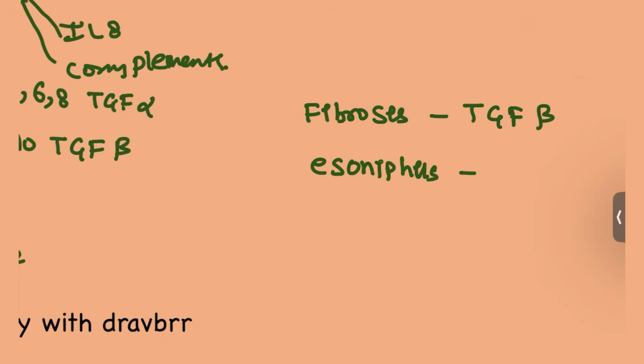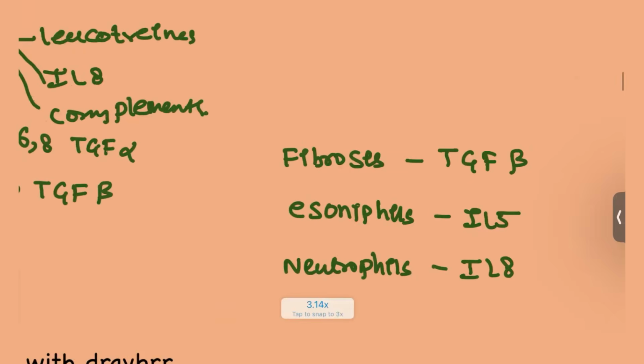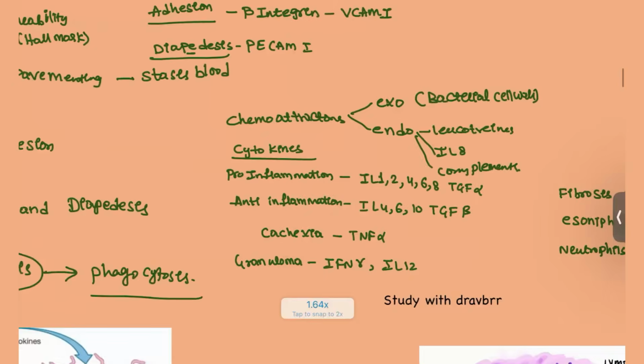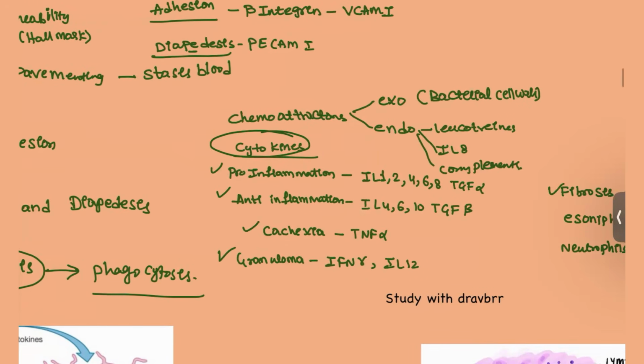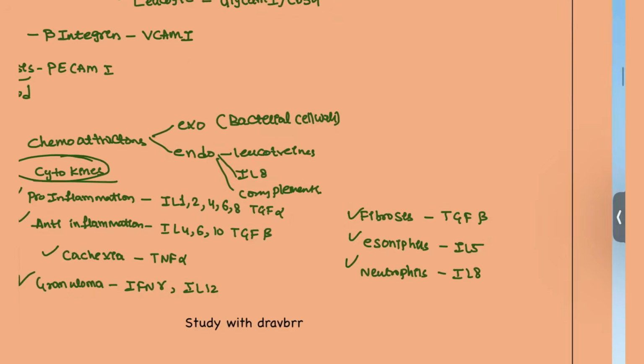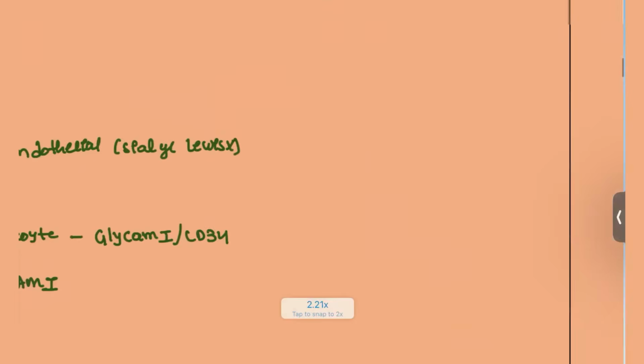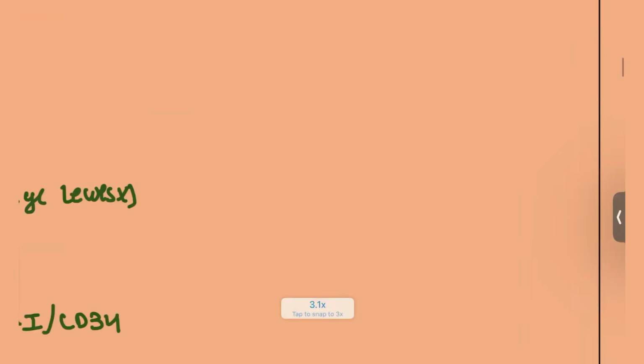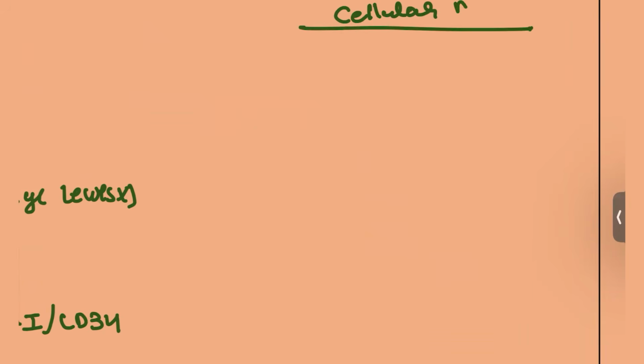Eosinophils is due to interleukin 5 and neutrophils interleukin 8. These are the things that you have to remember for the cytokines. Next, there are also cellular mediators. That is very important. What are the cellular mediators and what are their properties? Right? Here we will see. Cellular mediators. Okay.